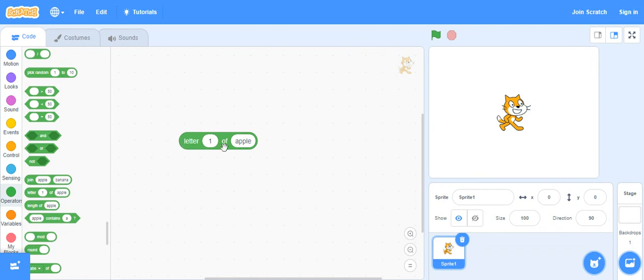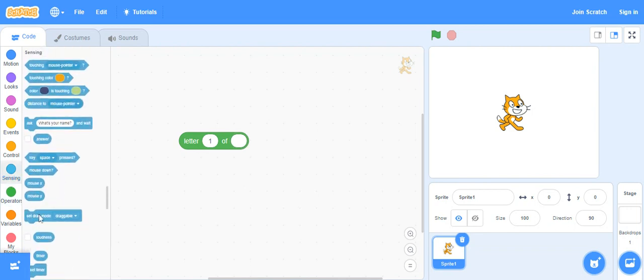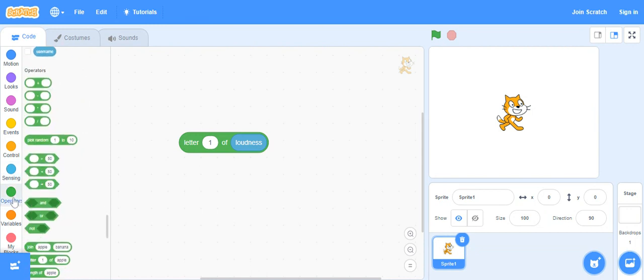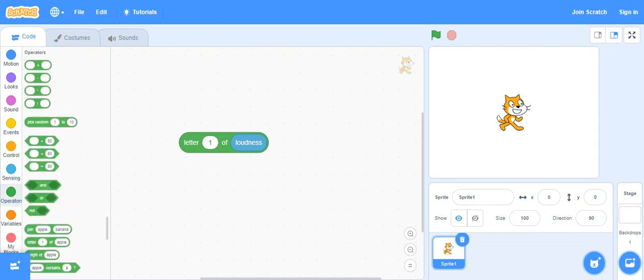Now, moving on to the next block, we see letter 1 of apple. Suppose I do not know what the letter number 1 of my loudness is. So if I make noise, then it will tell the letter number 1 of my loudness.